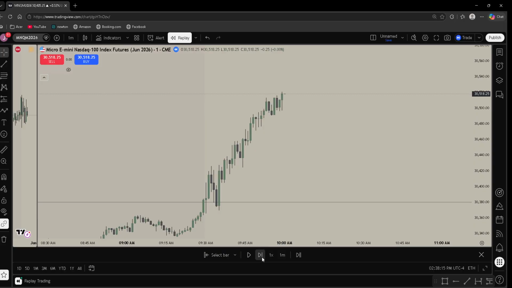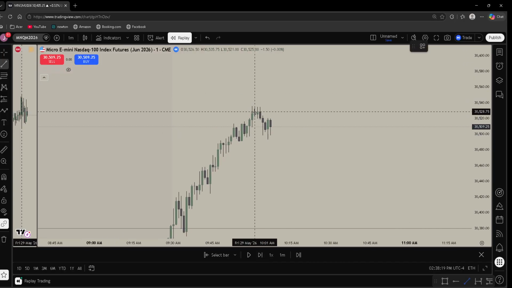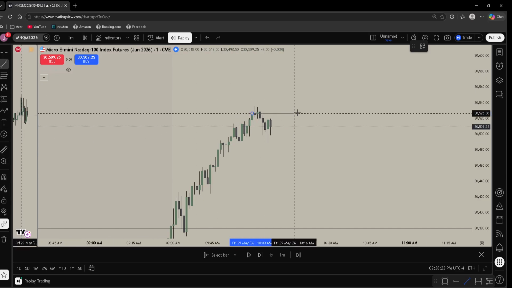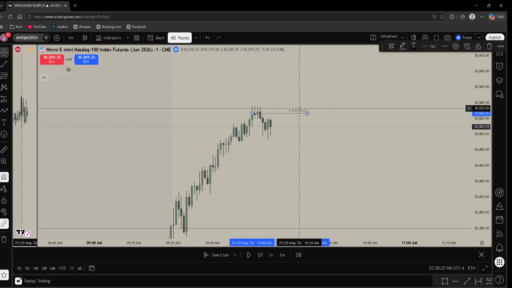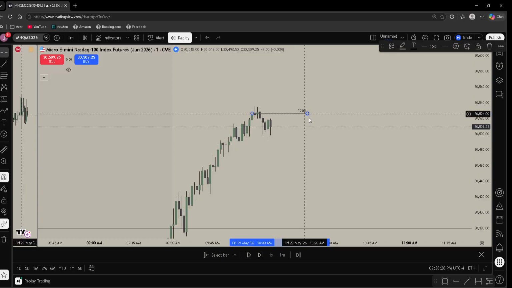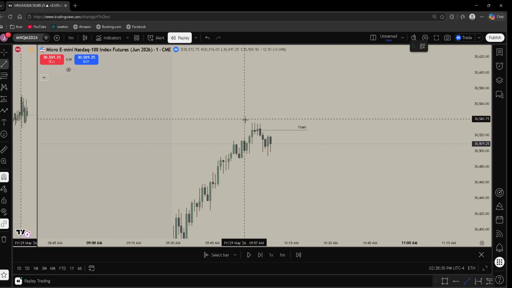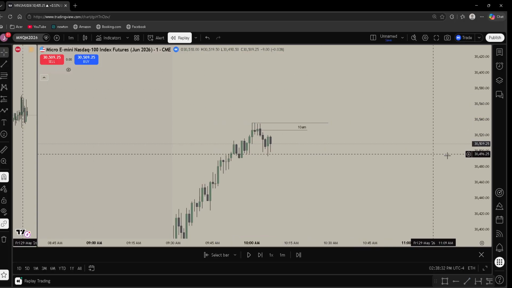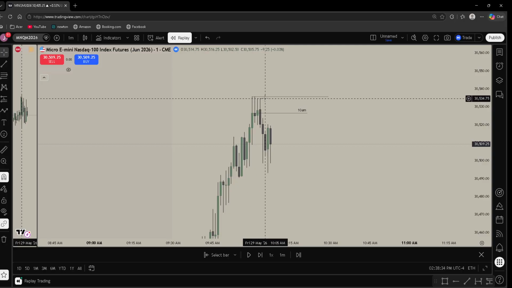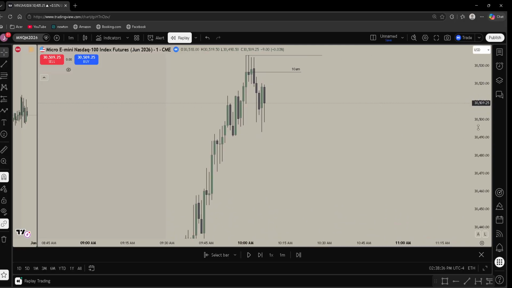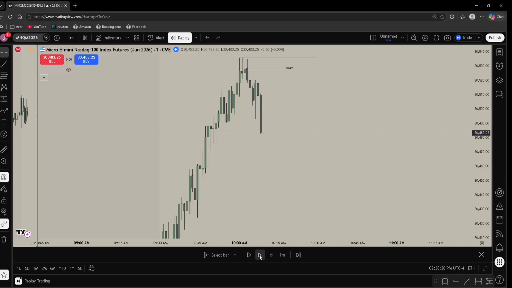But here is what I want to focus on, right? I want to focus on 10 a.m. Where's 10 a.m.? Here it is. 10 a.m. opens right here, right? Boom. So we have 10 a.m. open. Now, what do we see 10 a.m. do, right? We see 10 a.m. leave these double equal highs, and we see it start trading lower, right?